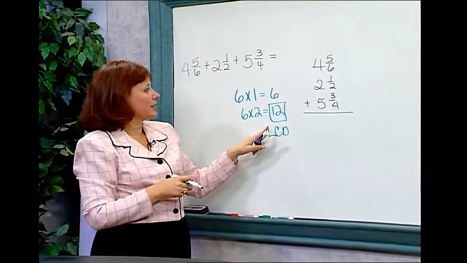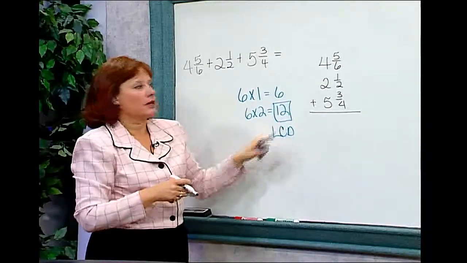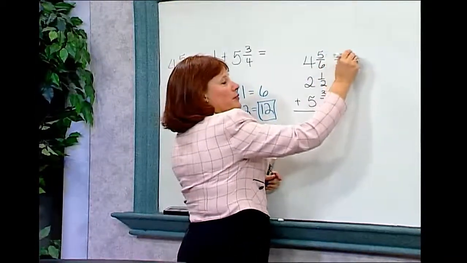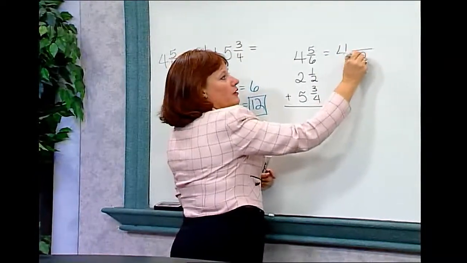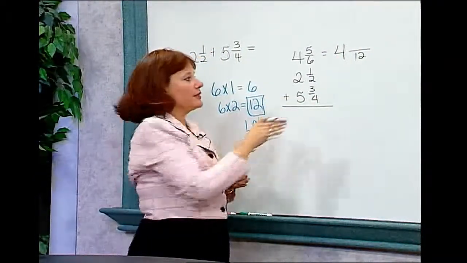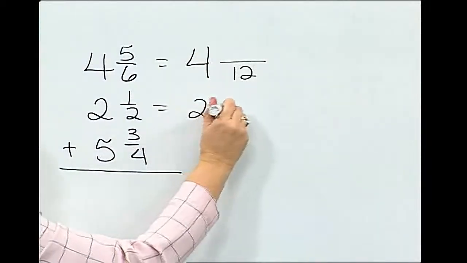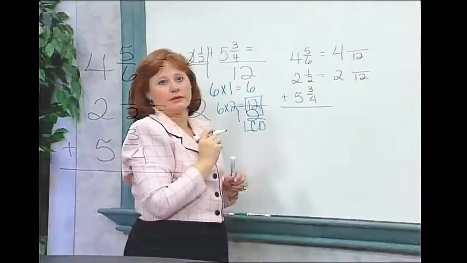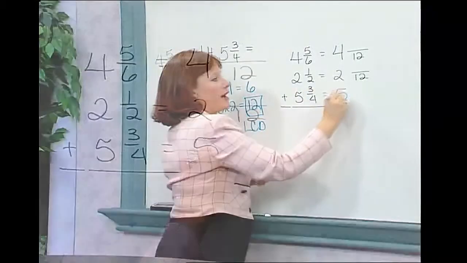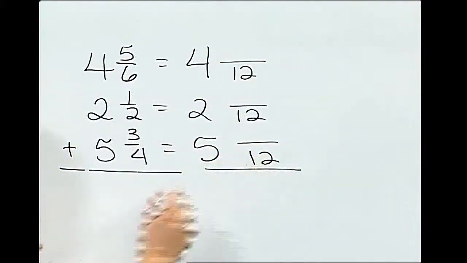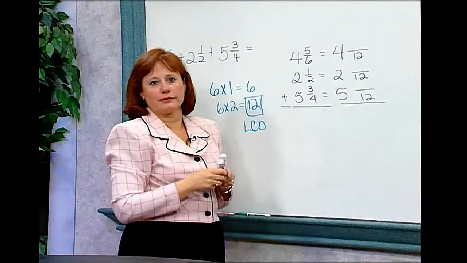And I want that denominator to be 12. So this problem becomes 4 and something over 12. This problem will become 2 and something over 12. This problem will become 5 and something over 12. I want to have that common denominator.